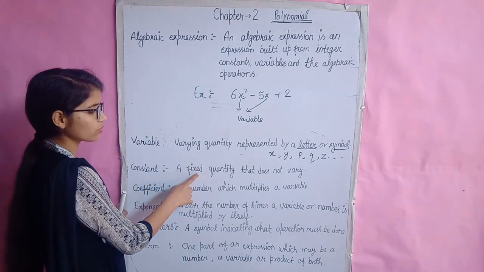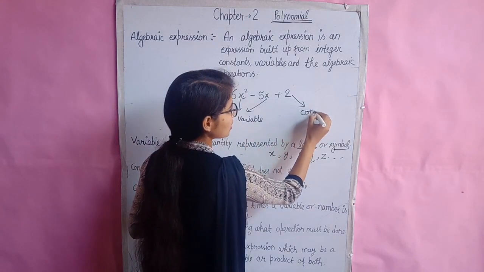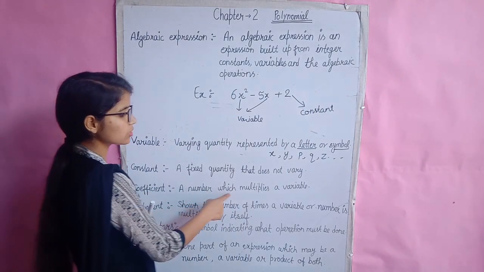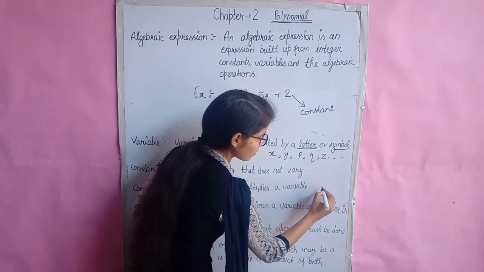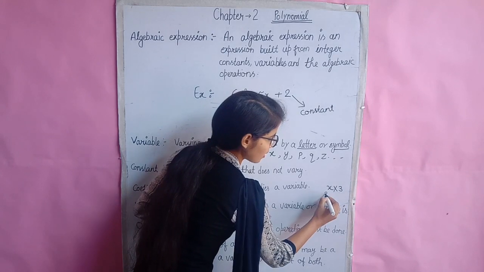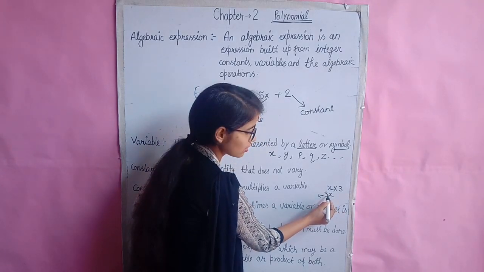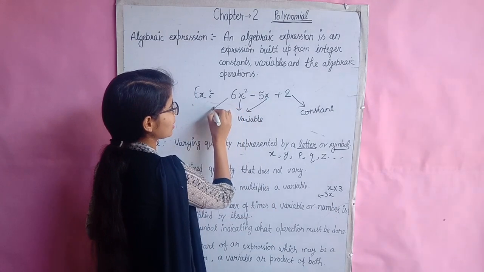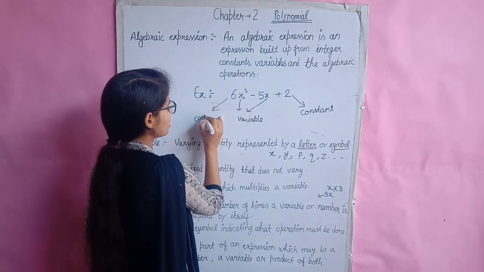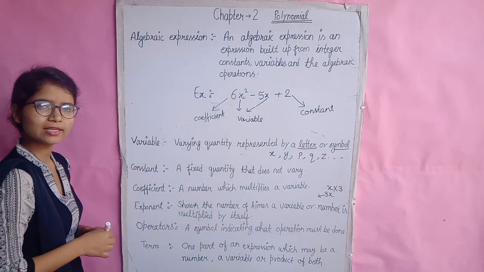Next, constant. A fixed quantity that does not vary is a constant. Here 2 is a constant. Clear? Next, coefficient. A number which multiplies a variable. Suppose that we have variable x and we are multiplying x by 3, so that our result is 3x. Here 3 is the coefficient of this variable x. Clear? Here the coefficient of x is 6. Clear? So 6 is known as the coefficient.